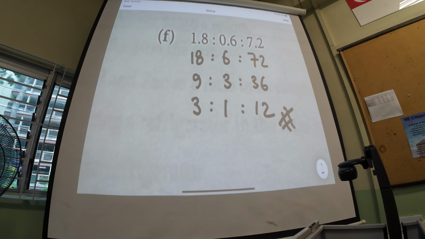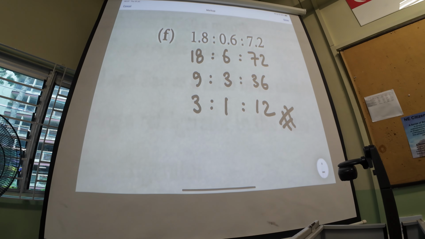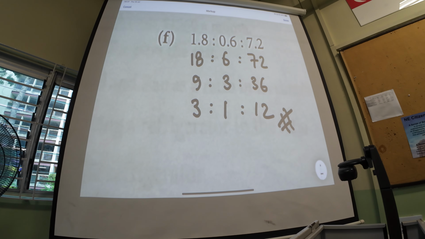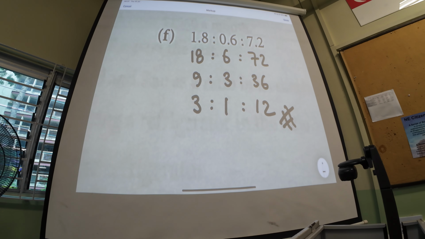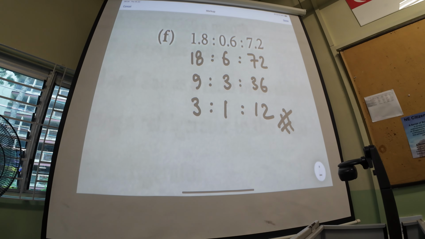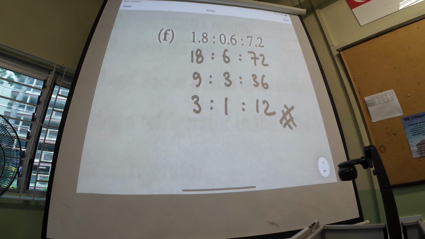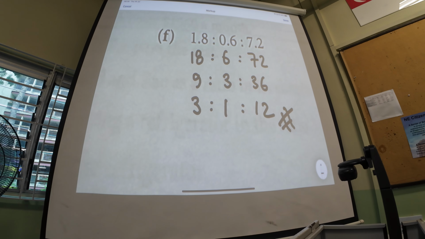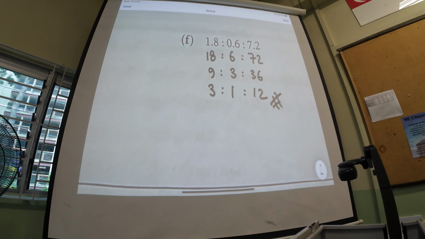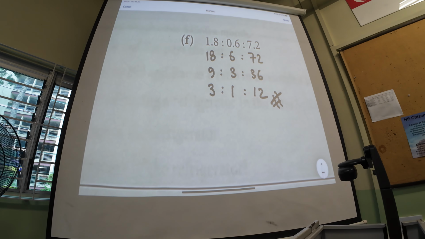Okay, so think of ratio. What is the purpose? What does ratio actually tell us? It tells us one quantity compared to another quantity, how many times is it? The relationship is all by multiplication and division.